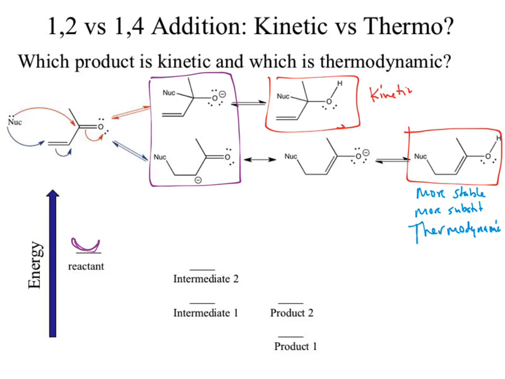Which one is more stable? Why should the top one be more stable? Oxygen's bigger. Oxygen is more electronegative. Interesting. Sorry, I had to pause because I was like, oh crap. Let's see why it's oh crap. Because if that's the case, what does that mean? Our kinetic one is lower energy.